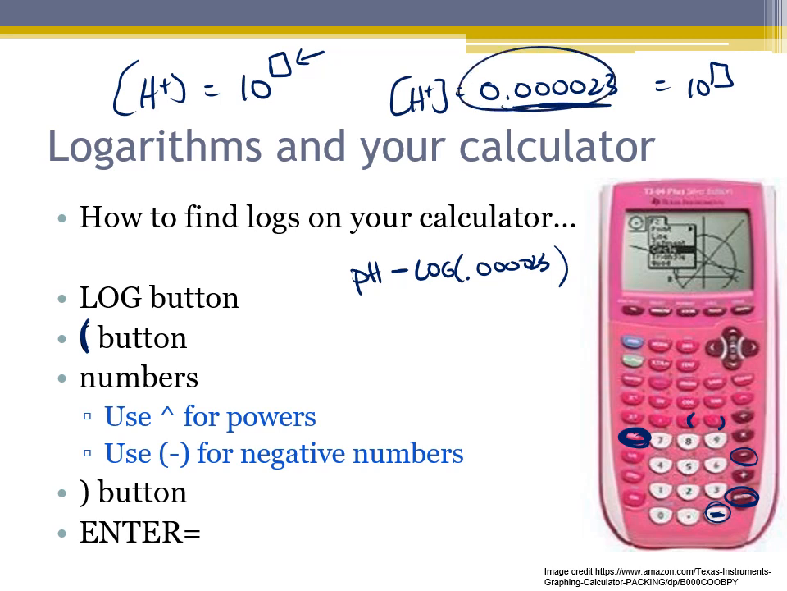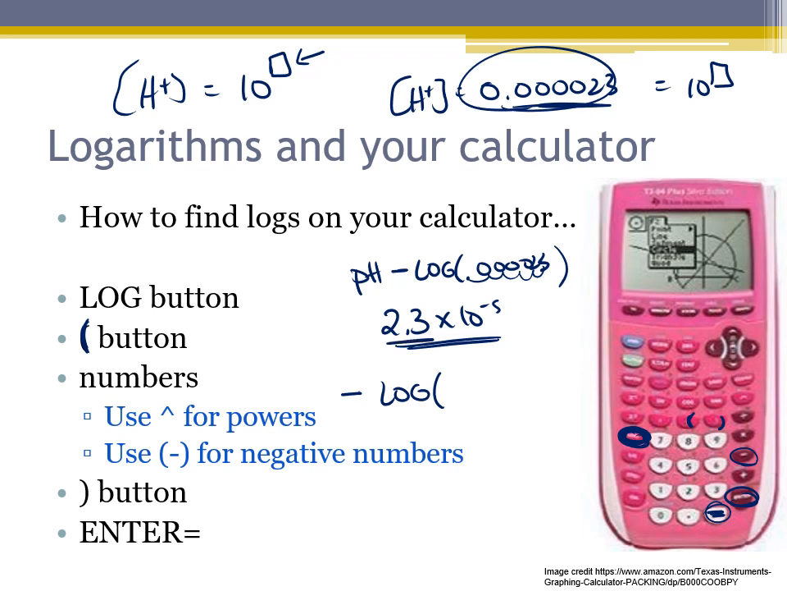If you had something in scientific notation instead, 2.3 times 10 to the minus 5. If the molarity was given to us in scientific notation instead, we can do the same thing. pH is going to be the negative, push the negative button, log, push the log button, and then type in that concentration. You have a couple choices.